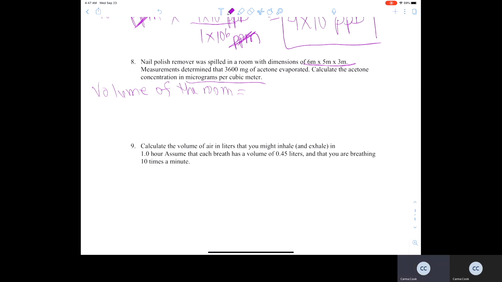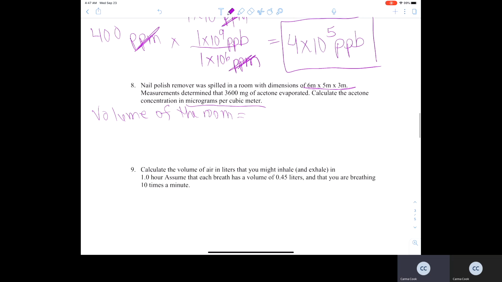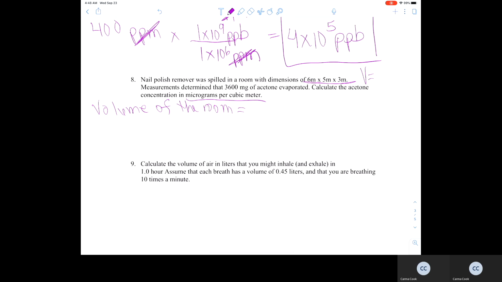And again, this is something that should be familiar. Volume is length times width times height. And those are the dimensions: length, width, height. So the volume of the room is 6 meters times 5 meters times 3 meters, which is 90.